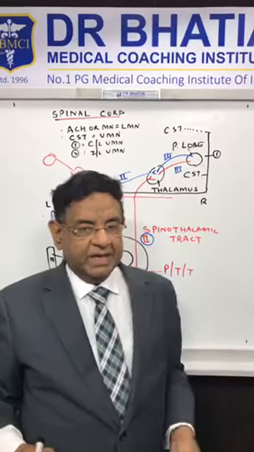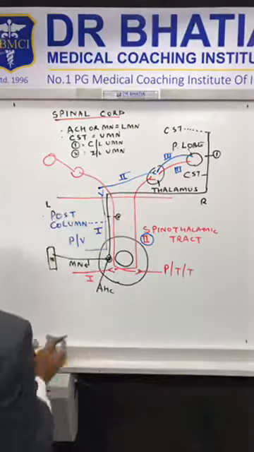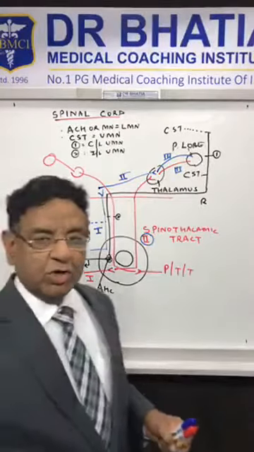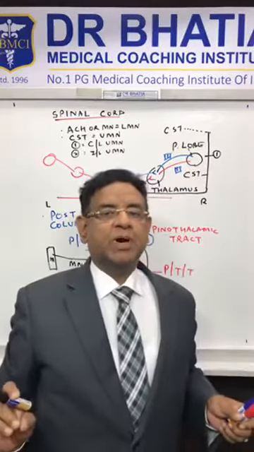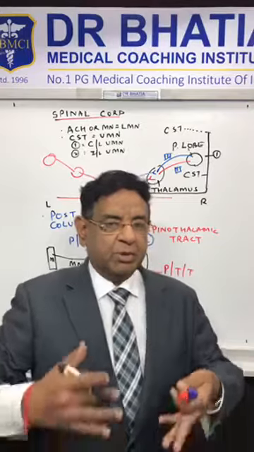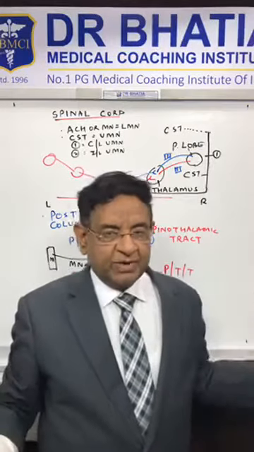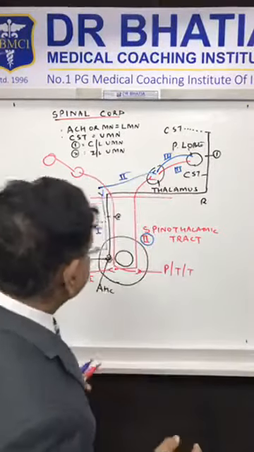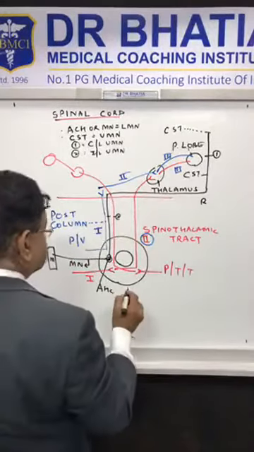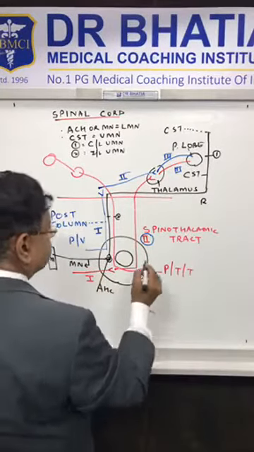Right? Now, having learned the basic anatomy, now we talk about syndromes of the spinal cord. Now we talk about the application of what we learned right now. So first of all, we will talk about syringomyelia.